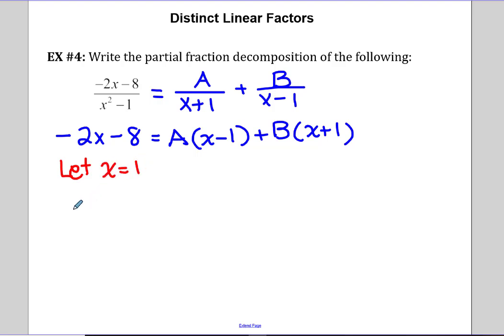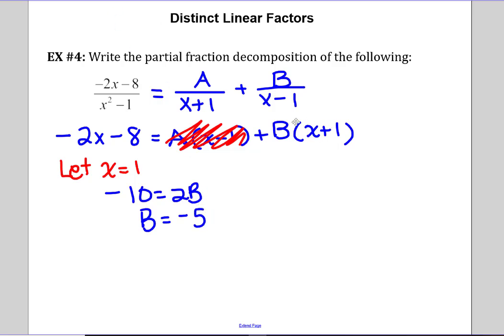Heaviside was a mathematician, I believe. So if we let x be 1, then this term has gone away. And we have on the left-hand side negative 2 times 1 minus 8. So that gives us negative 10. And putting 1 there, we have negative 10 is 2b. So b is negative 5.